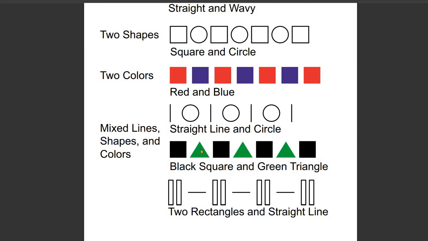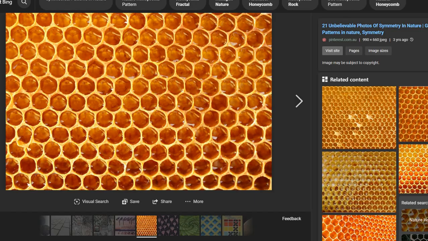Straight line and circle. Straight, circle, straight, circle, straight, circle, straight, circle. And it goes on again. Just repeat that in your mind. And here are two more examples for you. Mixed lines and shapes. So you can have patterns of basically anything. We even see patterns in our everyday lives. Let's take a look at some examples.